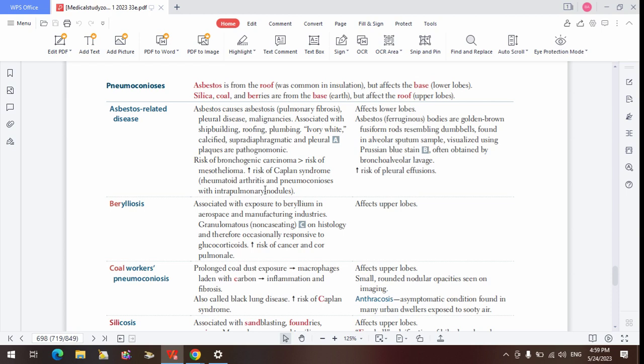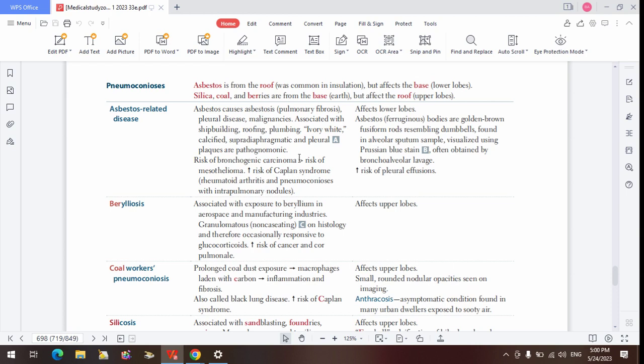So the risk of bronchogenic carcinoma is far higher than mesothelioma. Even though mesothelioma is only caused by asbestos, it is still a very rare disease. If they ask what's the most likely cancer that someone exposed to asbestos is going to develop, it's still lung cancer, not mesothelioma. It's still bronchogenic CA and not mesothelioma. It also increases the risk of Caplan syndrome.